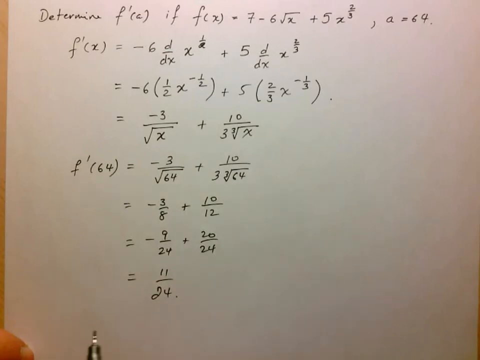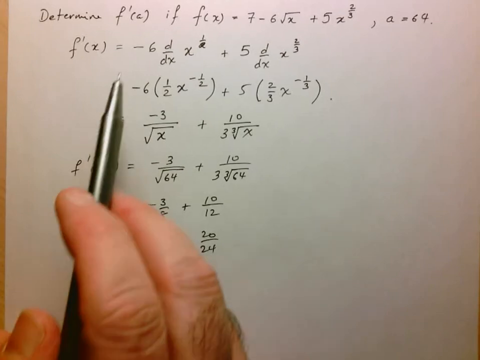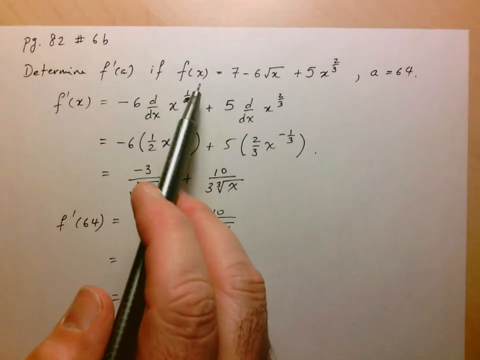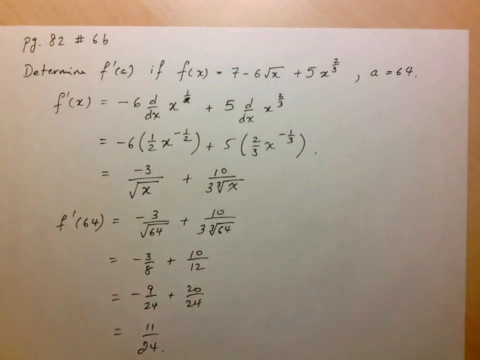There's our final answer. So again, what does this number represent? This number represents the slope of the tangent, or the rate of change of this function f, when x is equal to 64. That's it for this one.